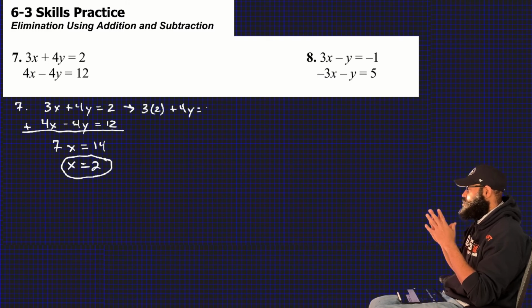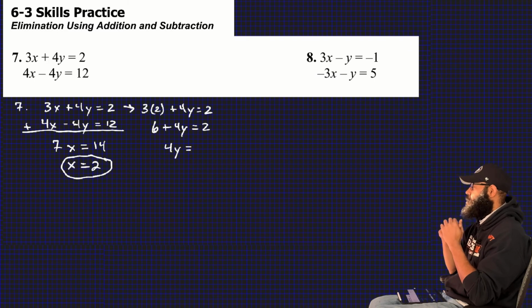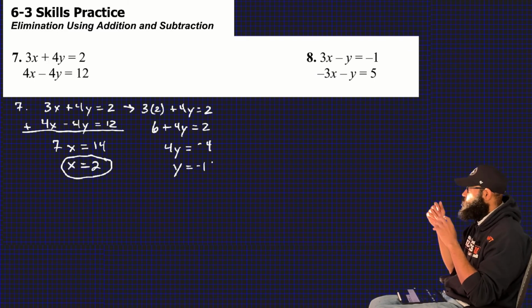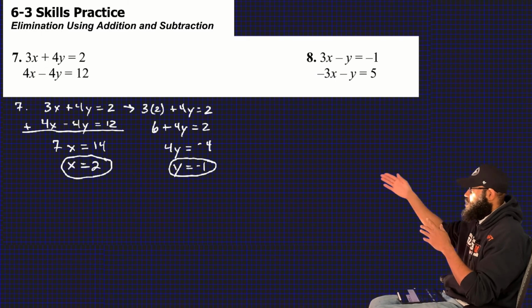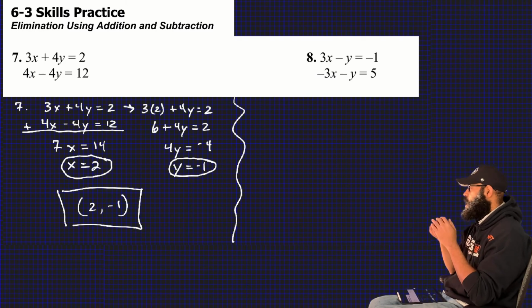And keeping it pushing. Once I found out what x was equal to, I decided to choose the first equation. 3 times 2 now, not 3 times x, I know what x equals. Gave me 6, so 6 plus 4y equals 2. Subtract 6 from both sides, that's where the negative 4 came from. And then of course, what times 4 gives me negative 4? It's gotta be negative 1.